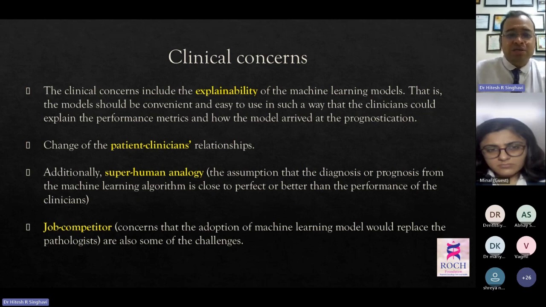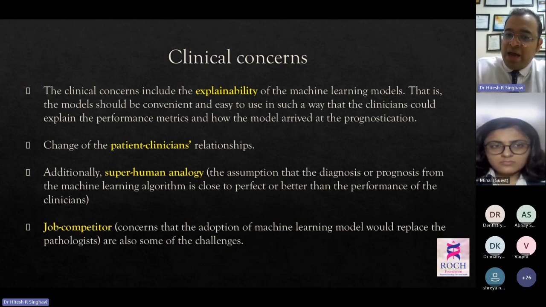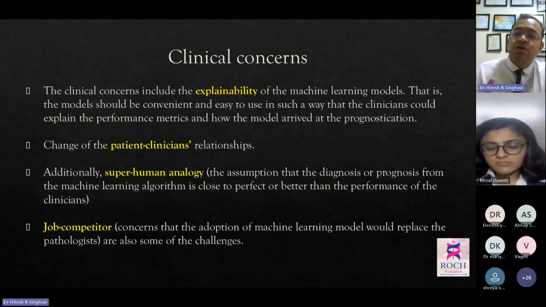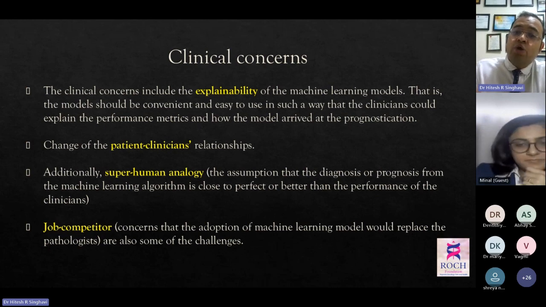There are also clinical concerns. Clinical concerns include the explainability of machine learning. Something is called explainable AI. You need an explainable AI where, for any diagnosis, as far as oral cancer is concerned, or any dental disease, or any disease is concerned, the AI should be able to explain how it came to the diagnosis.